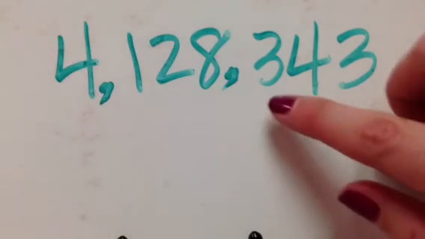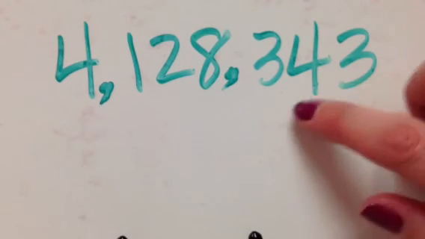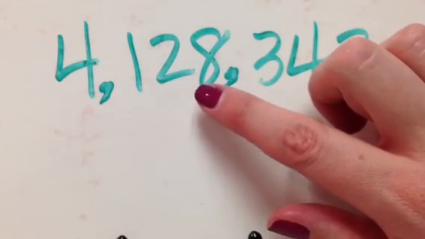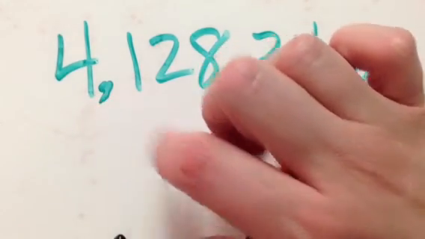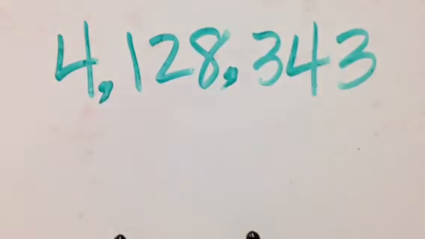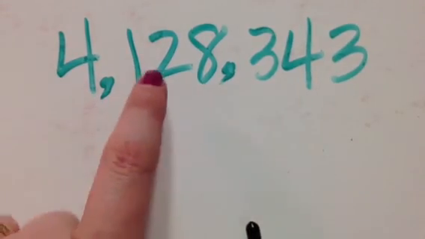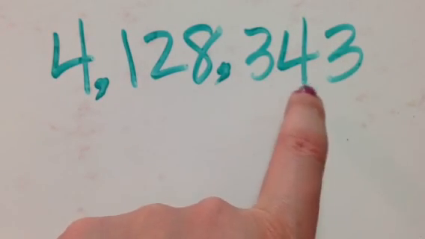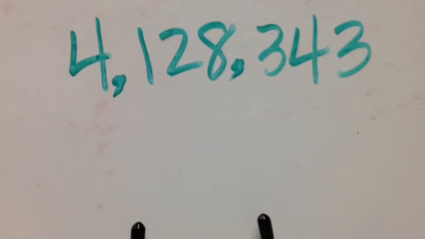Millions. And so if you look at the pattern here, I have the ones, the tens, and the hundreds, and then a comma, and then I have the thousands, the 10,000s, the 100,000s, and then I add another comma. And this comma we would read as millions. So let's read this number out loud. 4,128,343.